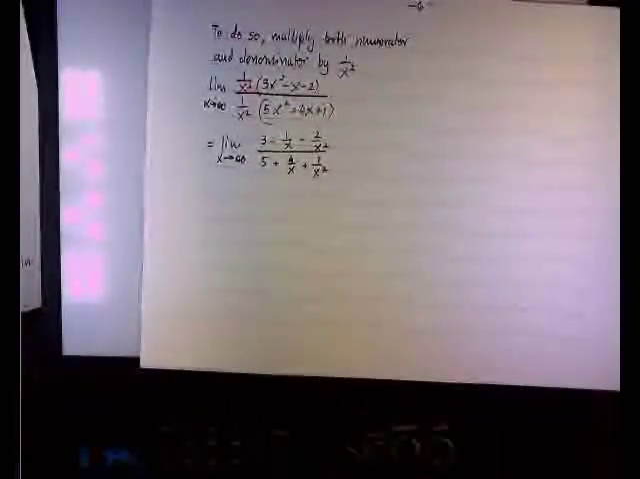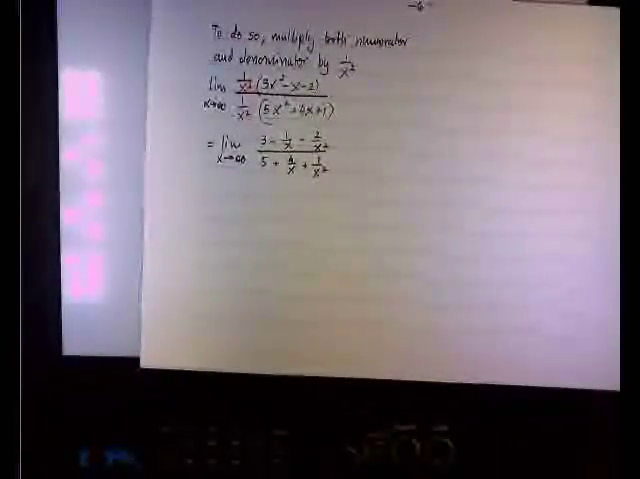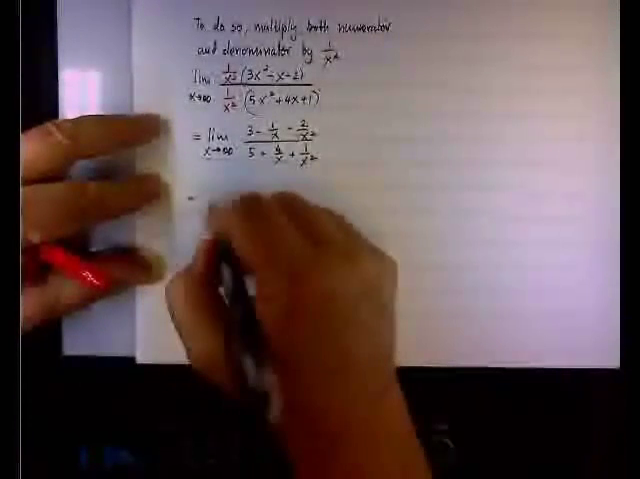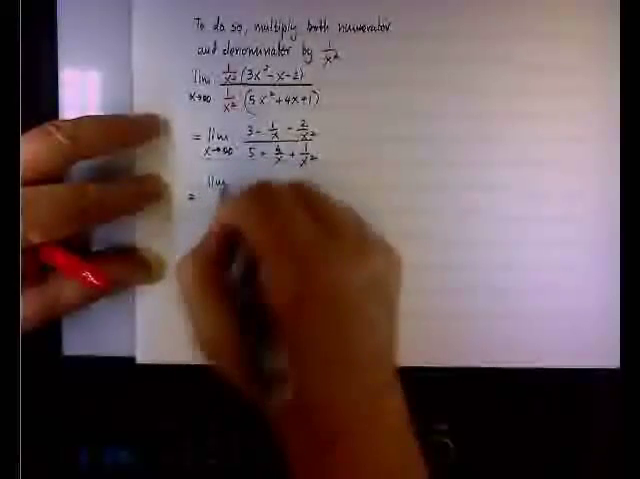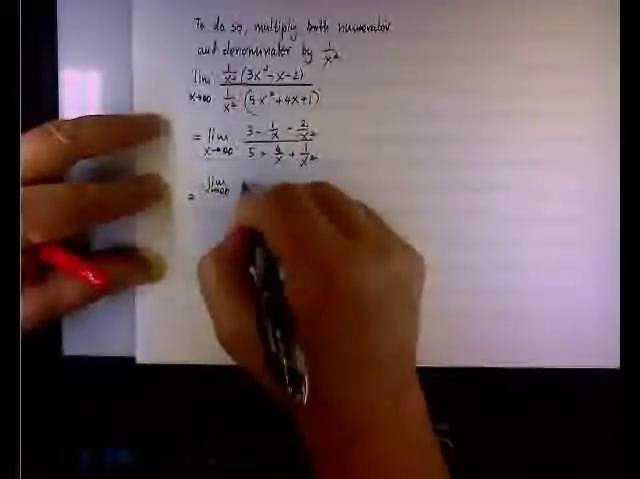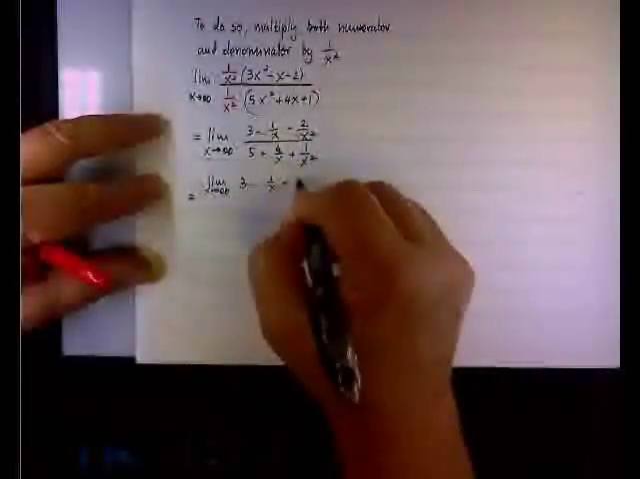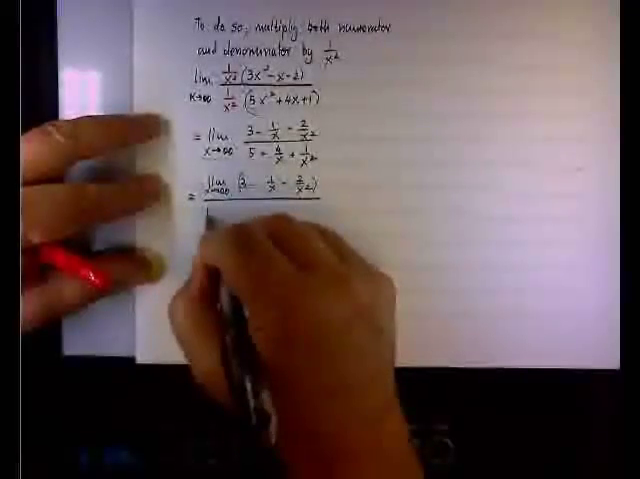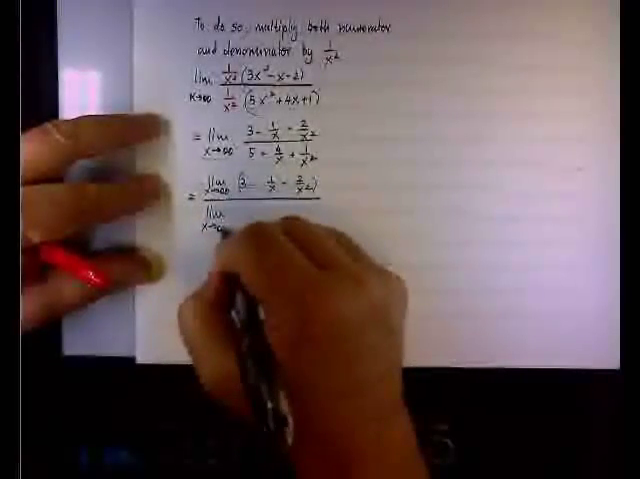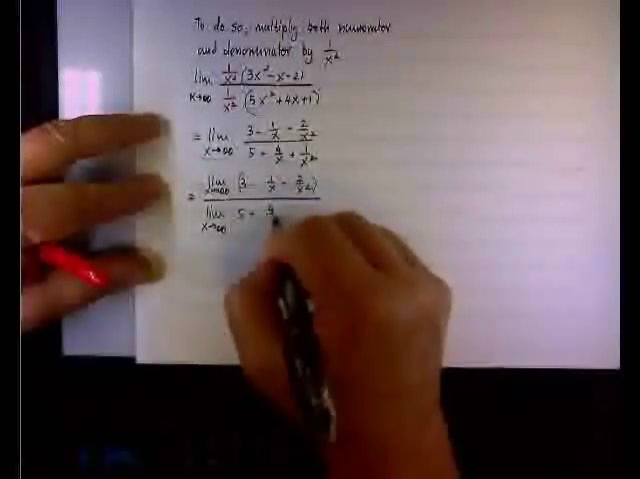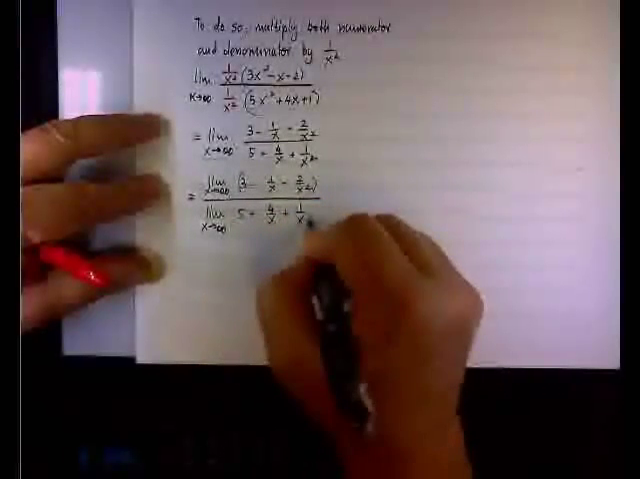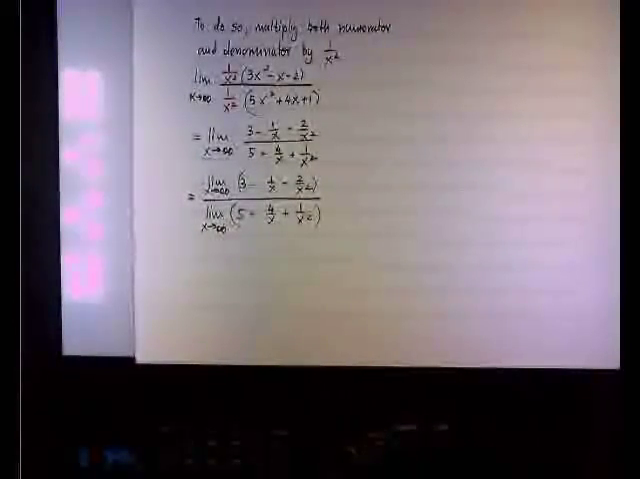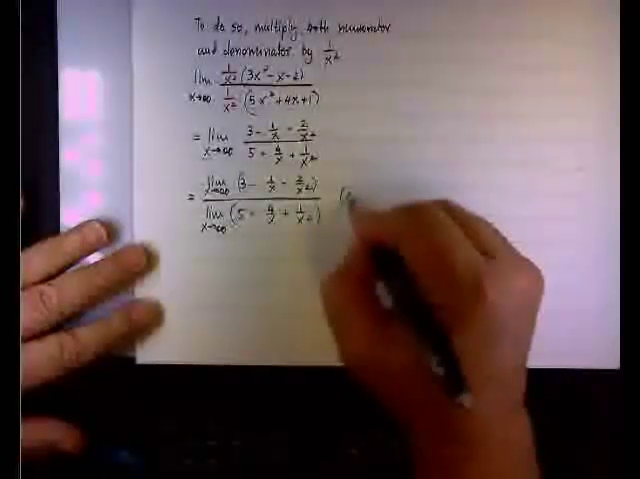Okay, now we can apply limit laws. First we apply the quotient law. So we have this equals the limit as x approaches infinity of 3 minus 1 over x minus 2 over x squared, over the limit as x approaches infinity of 5 plus 4 over x plus 1 over x squared. And then break it down using the sum and difference. So here we use the quotient law.